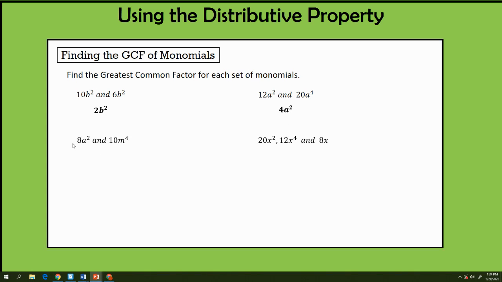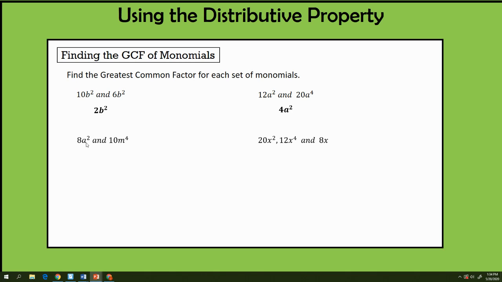Okay, let's do a couple more. Look here, we got 8a squared and 10m to the fourth. So look at the coefficients first, 8 and 10. What's the largest number that can divide them both evenly? Well, it should be a 2. I know 4 can divide this one evenly, but it can't divide 10 evenly, so it's out. It's got to be a number that can divide them both. So 2 is your number.